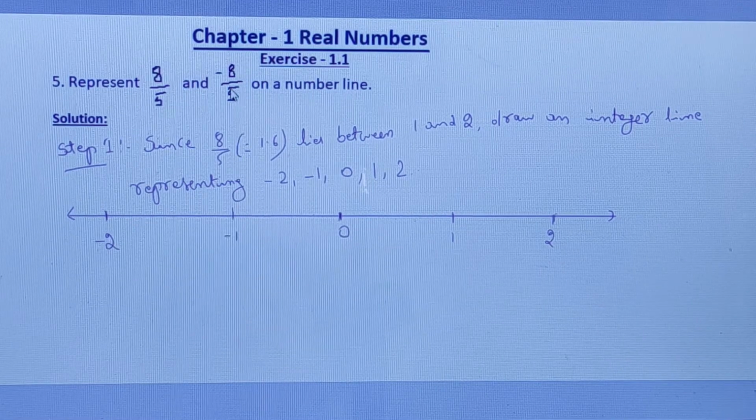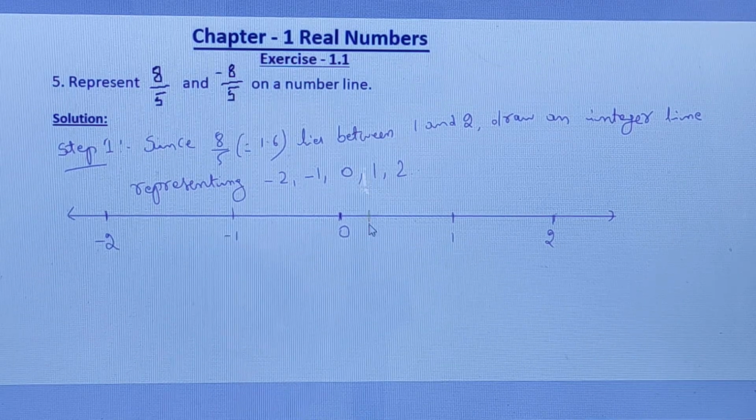Now since the denominator is 5, right? In 8 by 5 and minus 8 by 5, the denominator is 5. So what we will do? We divide each unit into 5 equal parts. So let us divide into 5 equal parts.